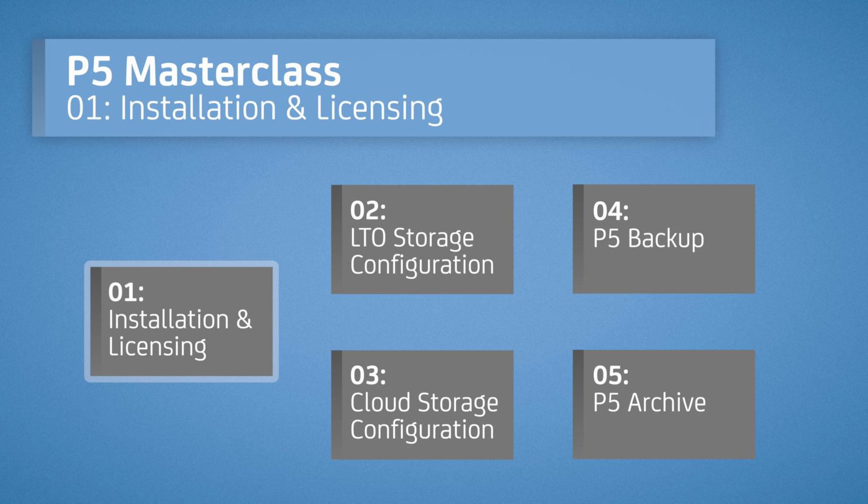Ideally, watch these videos in sequence, starting with the installation and licensing video, followed by either number 2 or 3, depending on the type of target storage you wish to back up or archive to, followed by number 4 or 5, depending on whether it's a backup or an archive workflow you're wanting to set up. By watching 3 of these videos in sequence, you'll be able to install and set up a backup or archive workflow to your desired storage.